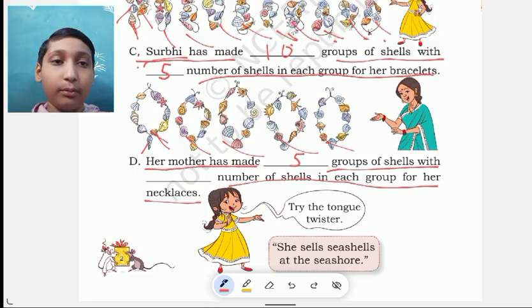So there's 1, 2, 3, 4, 5, 6, 7, 8, 9, 10 shells. So we have to write 10.